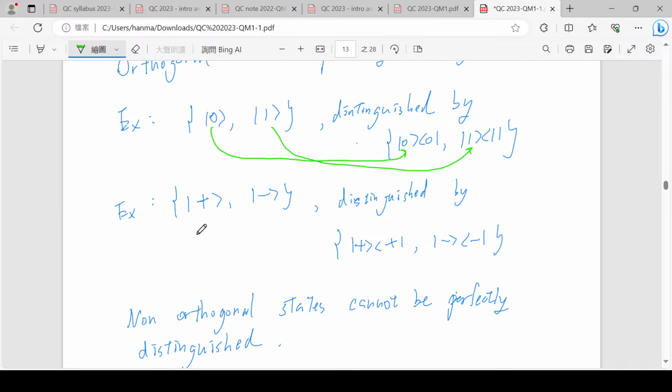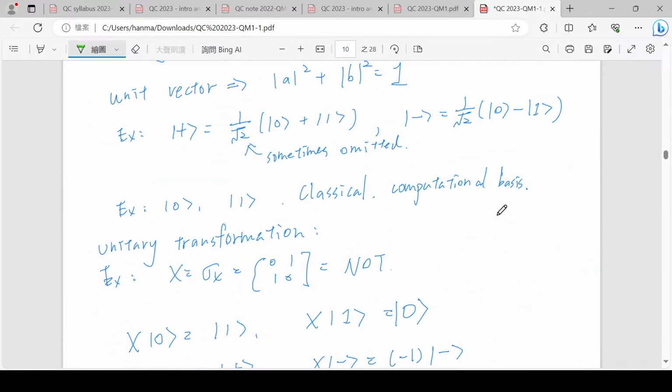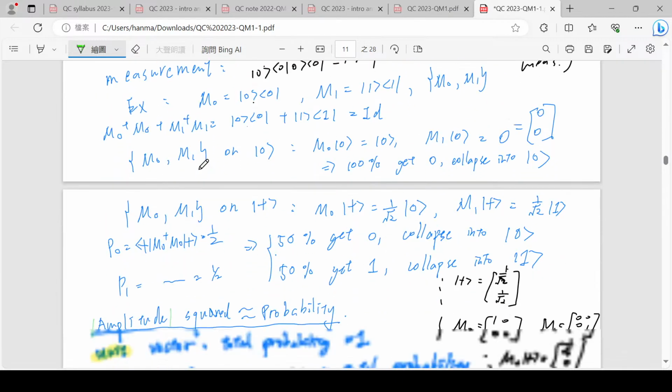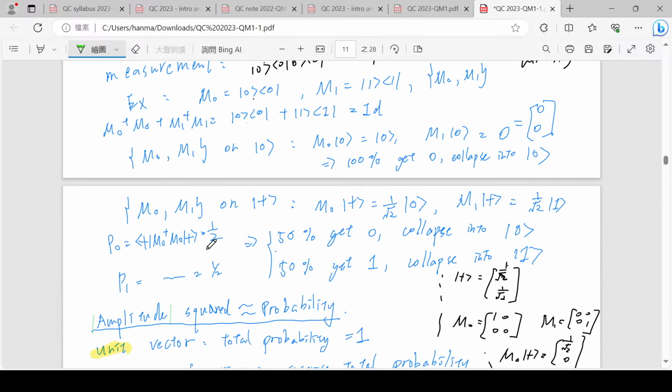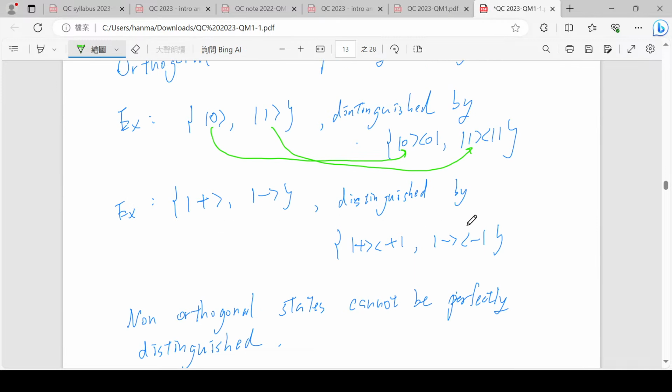If you try to measure them in the computational basis, you cannot distinguish them because, as we saw in our small example here, when we measure the plus state in the 0, 1 basis, you get 50% 0, 50% 1. And similarly, you measure minus in 0, 1, you get 50%, 50%. So it's totally not distinguishable. Okay, but you can measure in different bases. You just measure in the plus basis and the minus basis. And once again, it gives you 100% this plus outcome, and 100% this minus outcome.